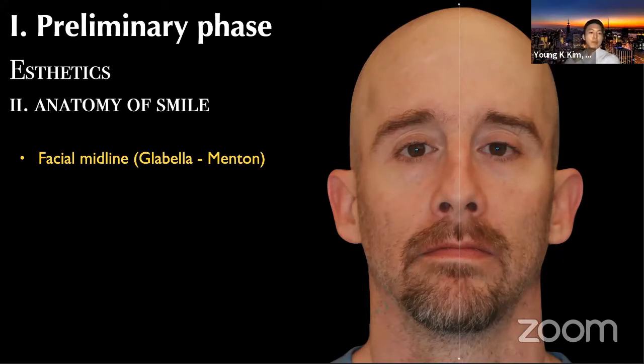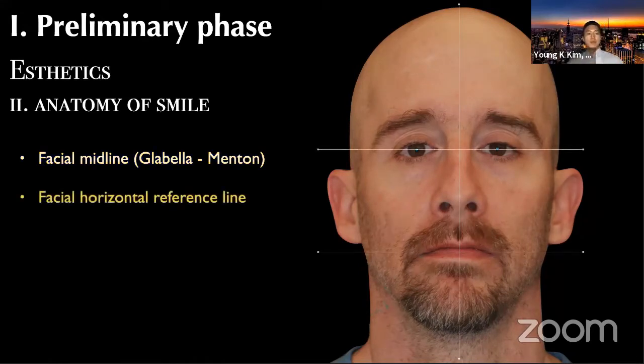So I start with the facial midline, the glabella, to analyze the symmetry of the nose, which is a critical factor for the aesthetics, and then the right and left sides, because sometimes the patient has discrepancies between those two. So I would start with the symmetry of the midline. And then you go on to the facial horizontal reference line.